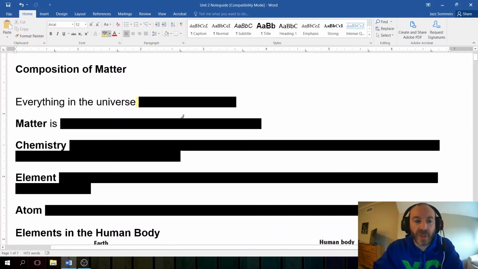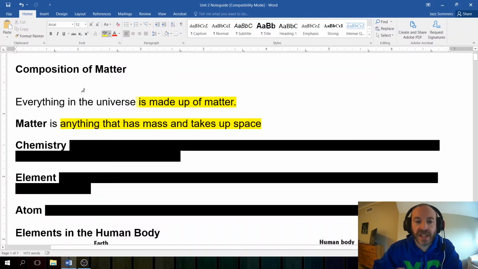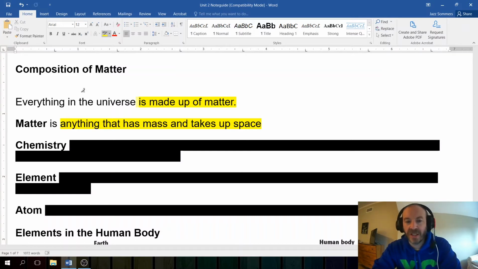Ready? Okay, so matter is basically everything in the universe. Anything that you can think of is made up of matter. And the definition of matter is that it is anything that has mass and takes up space. So that could be the air around you because it has mass and takes up space. It could be you yourself. It could be mostly anything as matter. Things that aren't matter would be like an idea or stuff like that.